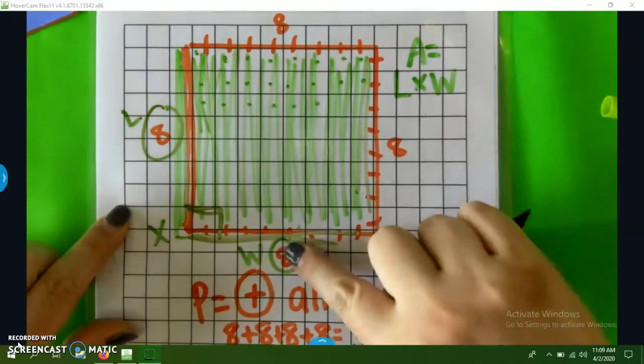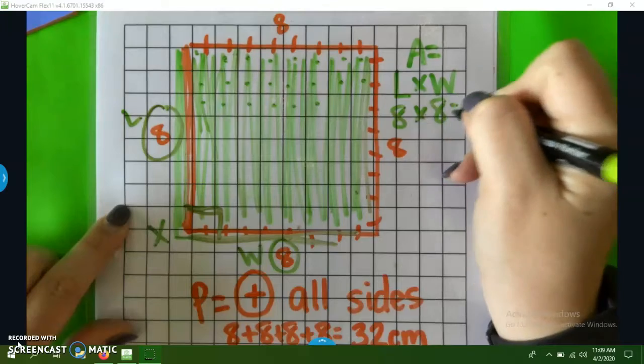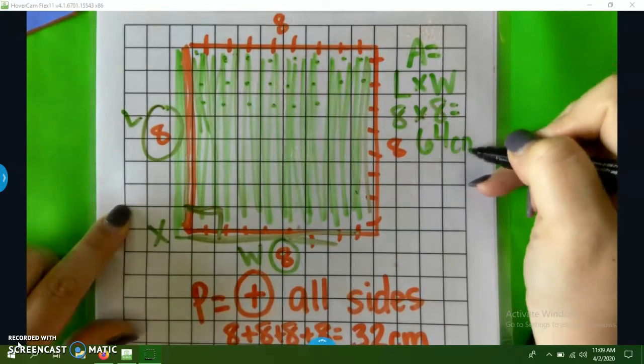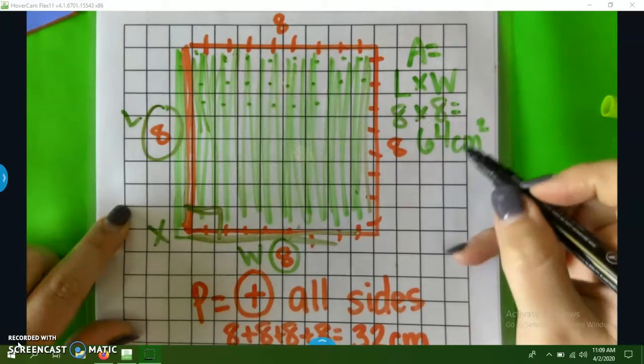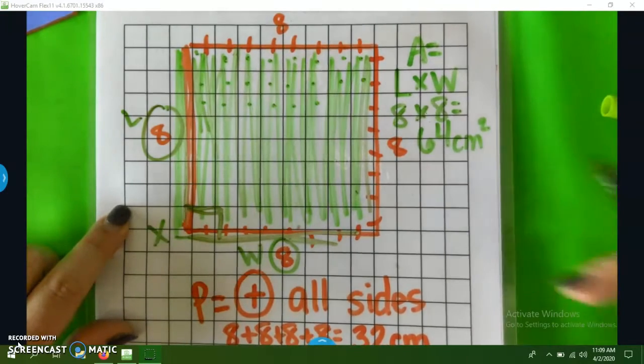So length times width will tell me 8 times 8 will give me a total of 64 centimeters, and you're always going to see a little 2 here, meaning squared. That little exponent, like we learned about in the order of operations, just means that these are square units.